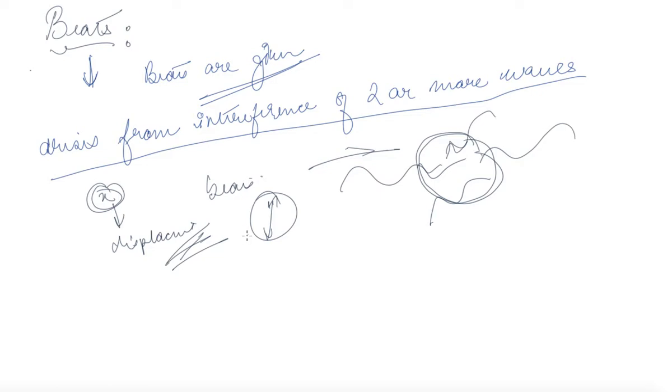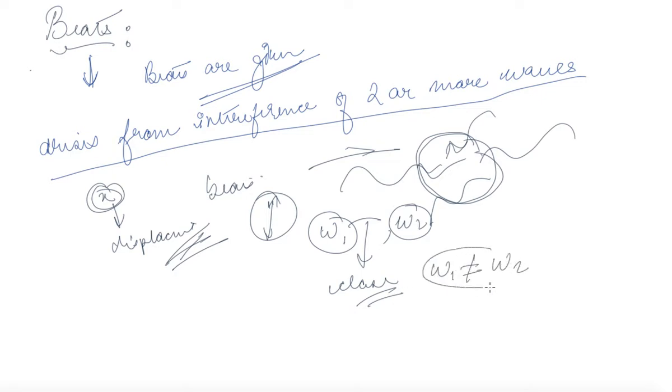Now, when two harmonic waves are of very close frequency, say suppose this is omega 1 and this is omega 2, let these be the two frequencies. Now these two should be close, but they should not be equal. Omega 1 and omega 2 should not be equal. This is the condition for the occurrence of beats. So let's see what happens then.